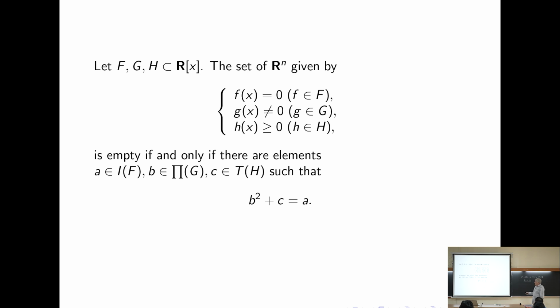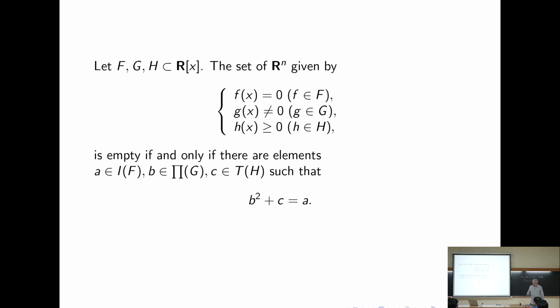And we call it the pre-order generated by H. That means not only the functions which are non-negative, but times sums of squares, they remain non-negative, and sums of them. So this is empty if and only if there exists an element in the ideal which can be written as a square of the monoid plus an element in the pre-order generated by this element.